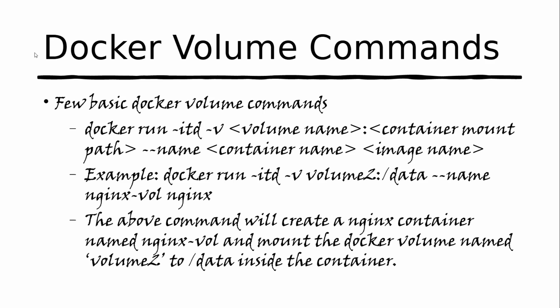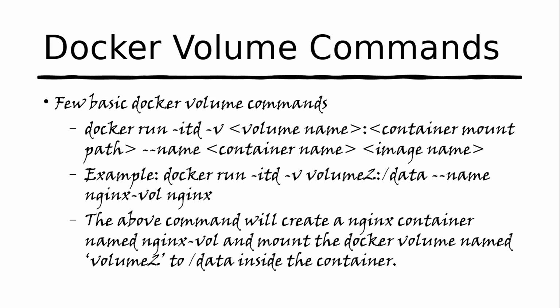Next we will see how to mount the created volume to a container. Docker volumes can only be mounted to a container when it is first created. So you can use the docker run command with a -v option that contains the volume name, then a colon, and the container mount path. This will create the container and mount the volume to the specified directory inside the container.